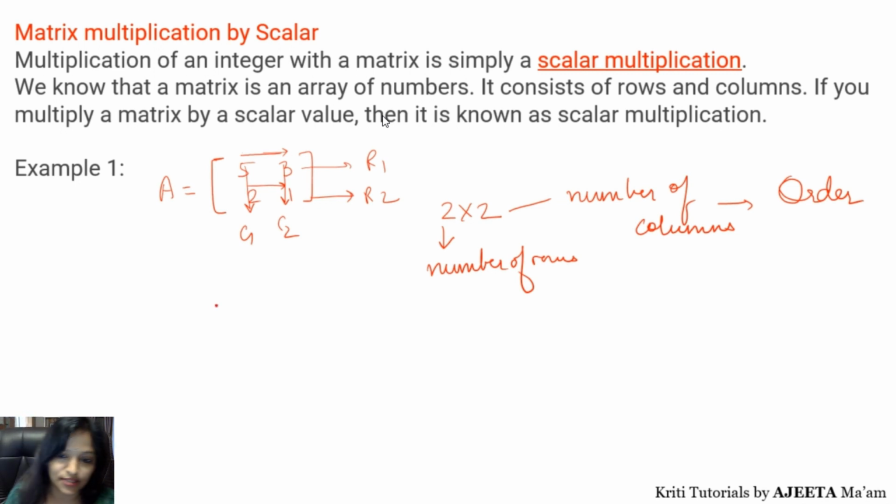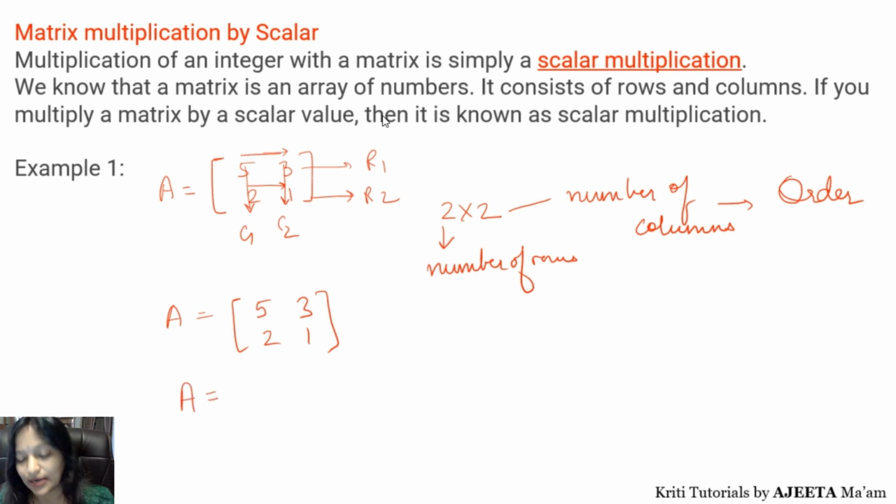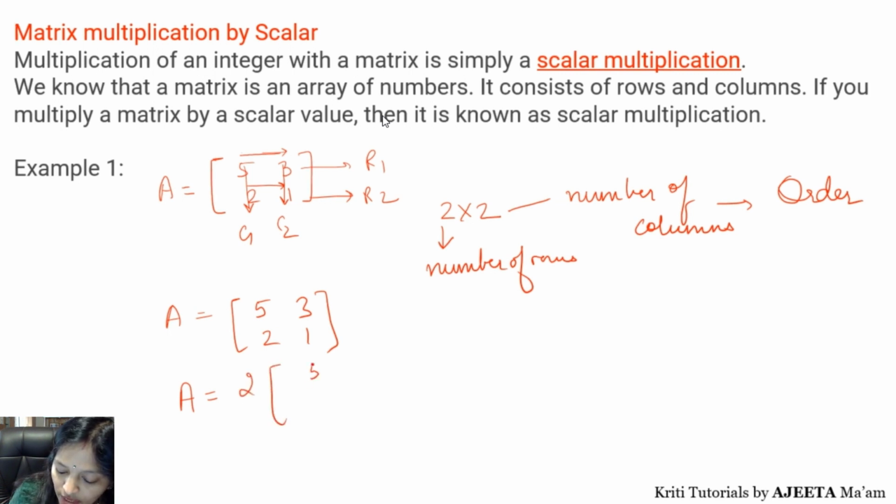And how do you multiply this? Let's take the simple example of the above matrix only. Suppose the matrix is 5 3 2 1. Okay, now let's multiply it with some scalar, and suppose that scalar is 2. Okay, so 5 3 2 1, right? So that is what we have. Now here we have to simply show that we have to multiply, right? So how do you multiply? We will be simply multiplying the corresponding elements, right?